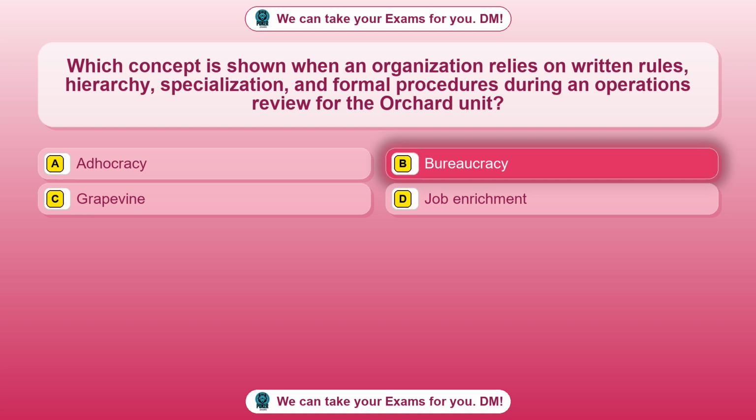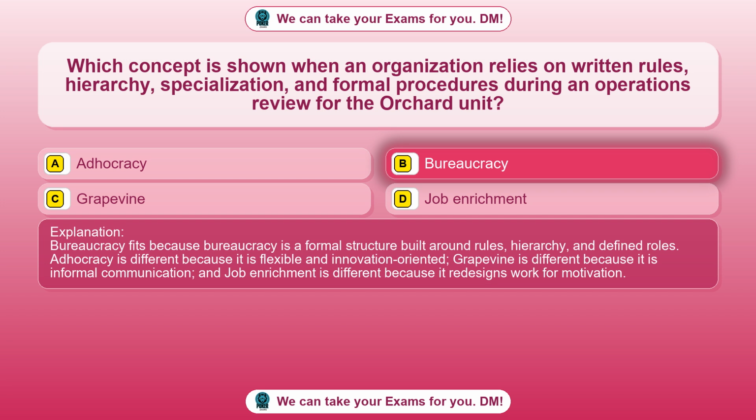Bureaucracy. Bureaucracy fits because bureaucracy is a formal structure built around rules, hierarchy, and defined roles. Adhocracy is different because it is flexible and innovation-oriented, grapevine is different because it is informal communication, and job enrichment is different because it redesigns work for motivation.